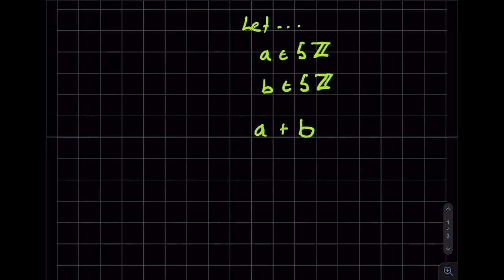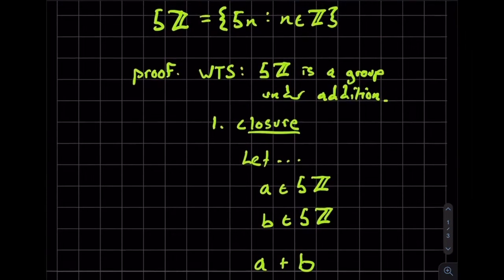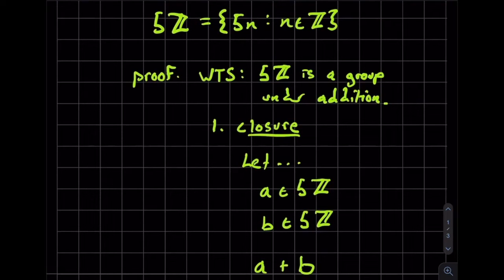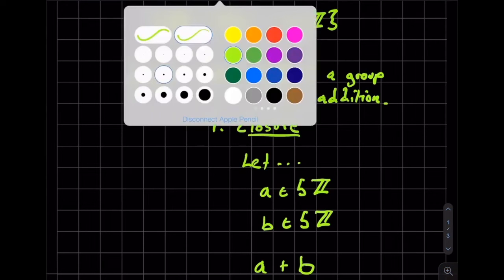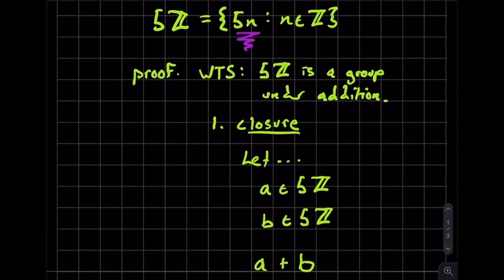But what do we also know about elements of 5Z? Let's go back up to our definition here. We know that an element of 5Z has this form here, 5n. So what I'll do now is rewrite, or reframe, this A and B that I've created to hold this form.